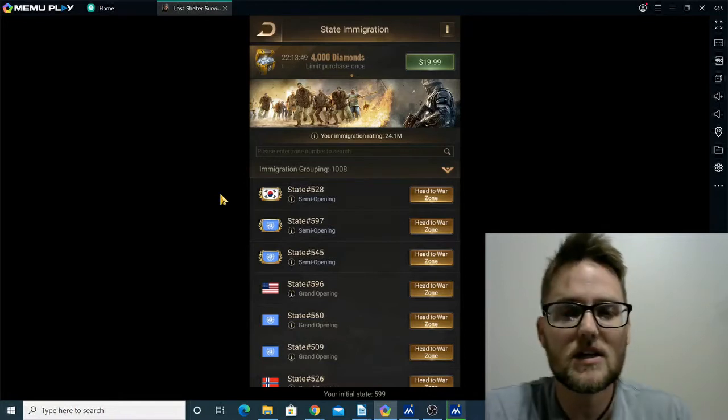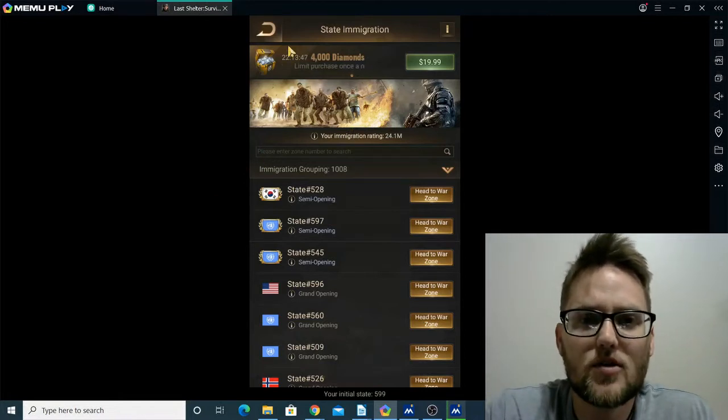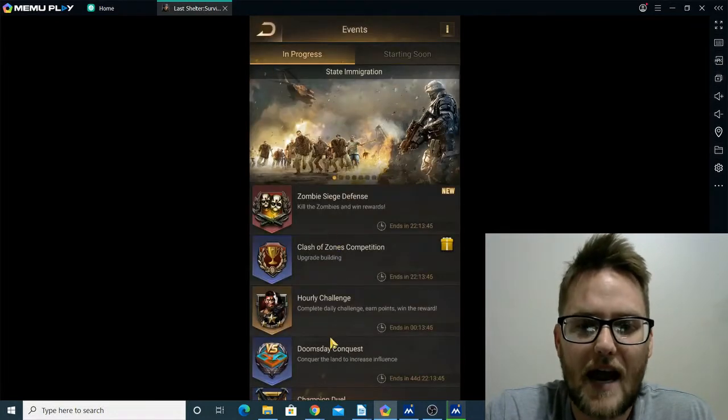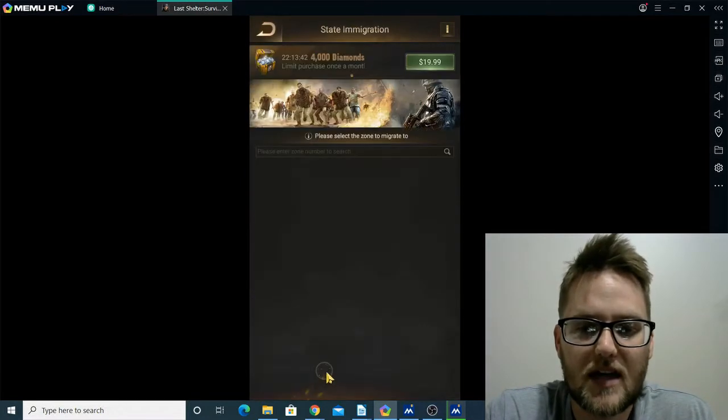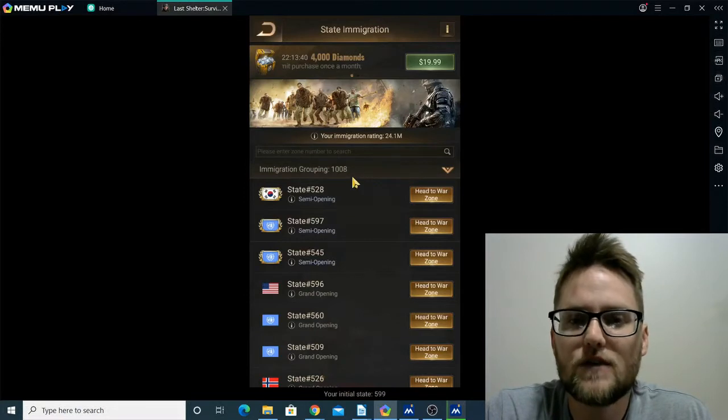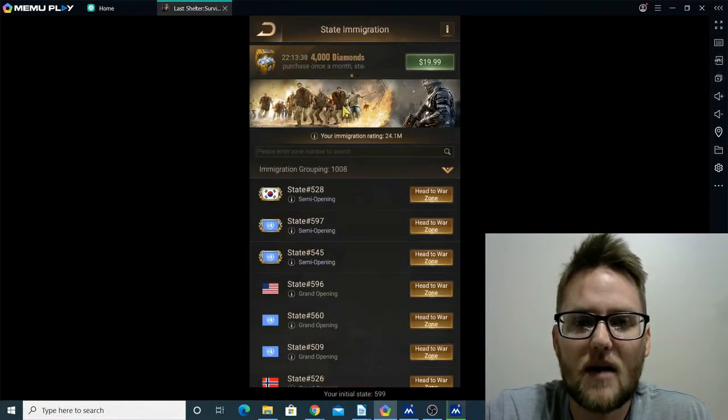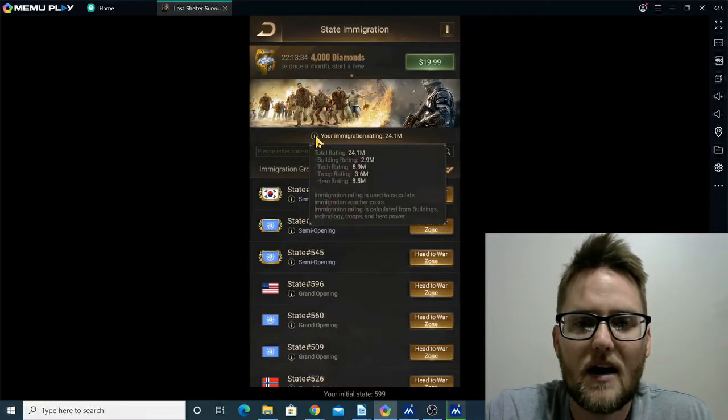Now, to get started, obviously you're going to go to your immigration rate tab, which looks just like that. It says state immigration. The first thing is you can see your immigration rating at the top, which you can see mine is over 24. And if you click the little I, it will show you exactly where that rating comes from.